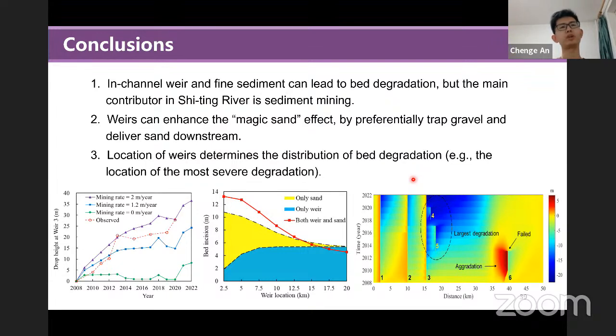The third conclusion is that even though the weirs are not the main contributor of the bed degradation in the Shooting River, the location of the weirs still determines the distribution of the bed degradation, with the largest degradation happening at the weir with the largest distance from the next weir downstream.